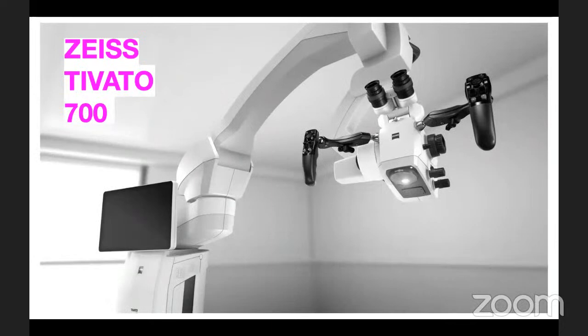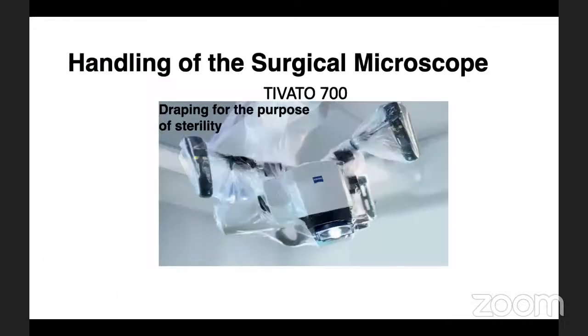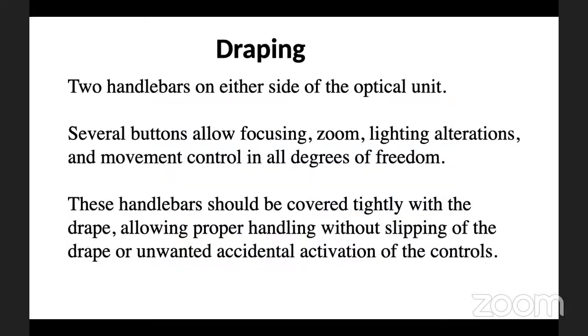So this is basically for handling of a Zeiss Kinevo 700 microscope. The first thing is draping. We should drape the microscope for the purpose of sterility. One important step in draping the microscope: two handlebars are present on either side of the optical unit. There are several buttons for focusing, zoom adjustment, light intensity change, and movements for controlling the microscope in all directions. These handlebars should be covered tightly with a drape, which allows proper handling without slipping off of the drape or unwanted accidental activation of the controls.